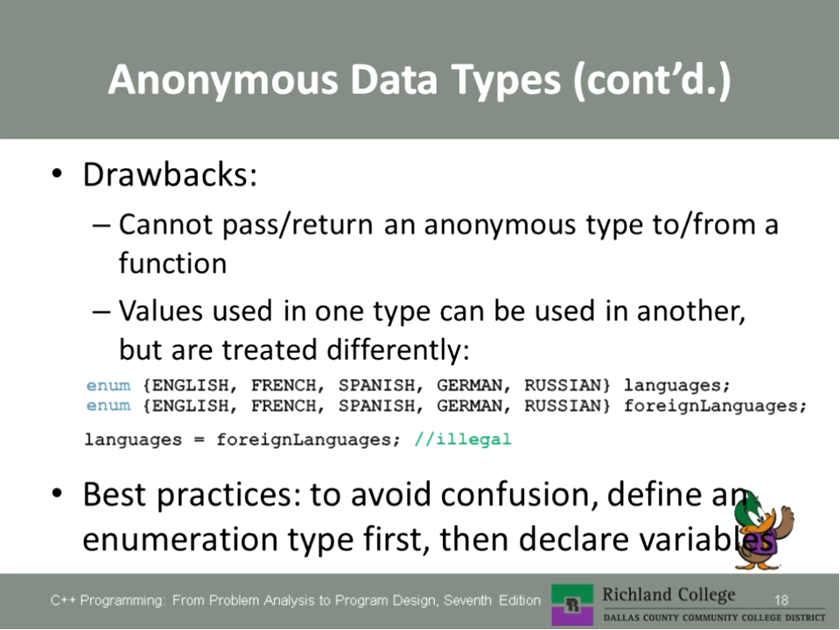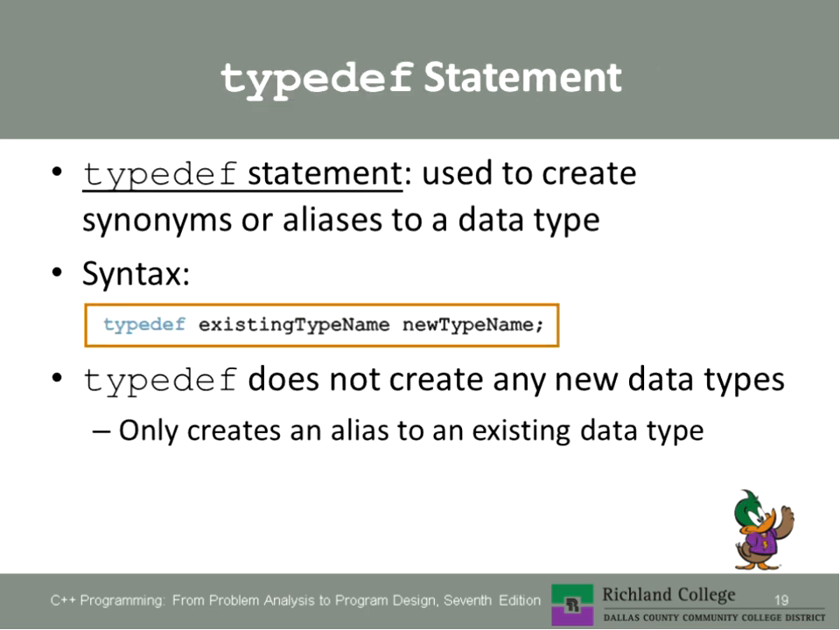And you cannot use the assignment operator just to assign one data type to another data type when it's anonymous type. So best practices to avoid confusion: define an enumeration type first and then declare variables. That way you're going to have to give it a name, and try to avoid using anonymous data types altogether if you don't have to.